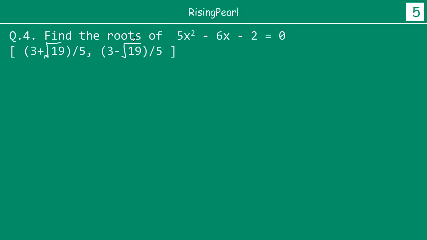So here we have 5x squared minus 6x minus 2 equals 0. I think we did that last time, using the completing the square method. So again, we are going to actually solve it using the quadratic formula method. We are going to find out the roots, and these were the two roots that we had seen. So a will be equal to 5, right? b will be equal to minus 6, and c will be equal to minus 2. So this is what we have.